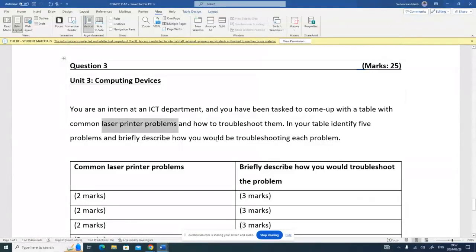We will be learning about different types of printers: inkjet printers, laser printers, dot matrix printers, thermal printers, etc. For laser printers, there are specific problems that can occur in the laser printing process. Example of a laser printing problem would be the printout comes out, but the image is not fixed on the page, right? In other words, the image is smudged or it is not fixed onto the page.